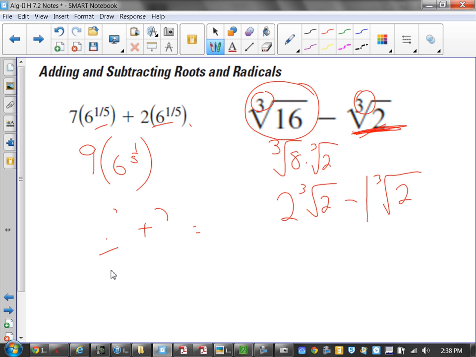16 is 8 times 2. 8 is a perfect cube. Cube root of 8 is 2. So the cube root of 16 simplifies to 2 cube root 2. Then I'm subtracting cube root 2.